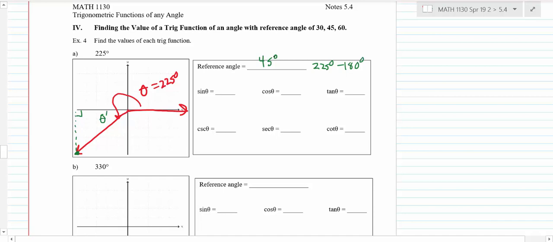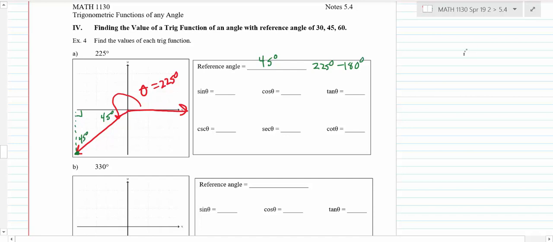So in 5.3, the video I wanted you to watch talks about those special triangles. If you haven't watched that, then you're not going to know exactly what I'm doing here. We're going to learn a totally different way to do this. So that reference angle is 45, and that causes this to be a 45-45 right triangle, like that.